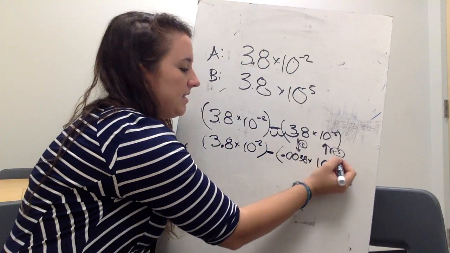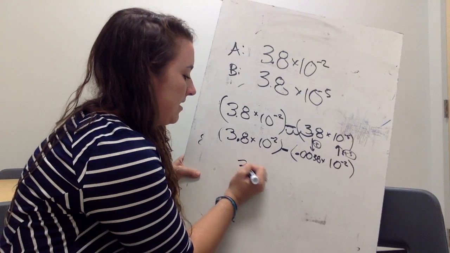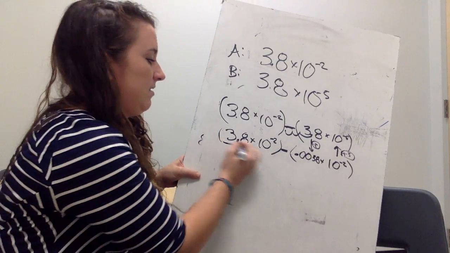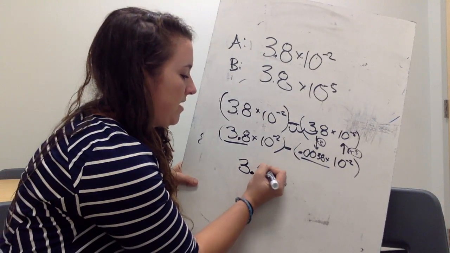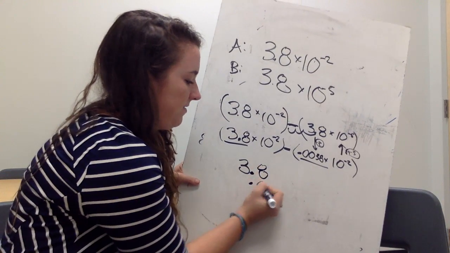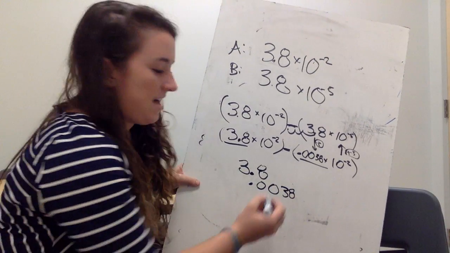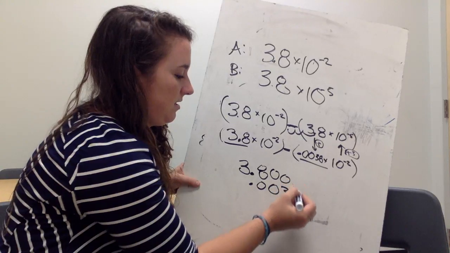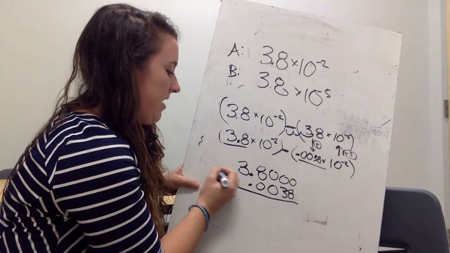Now are my exponents the same? Yes, they are. So now I can subtract my front numbers. When I subtract them, I need to line up my decimal. So I have 3 and 8/10. Then I'll have 0, 0. I think that's 38 10,000ths. Add my zeros as placeholders, and then subtract.